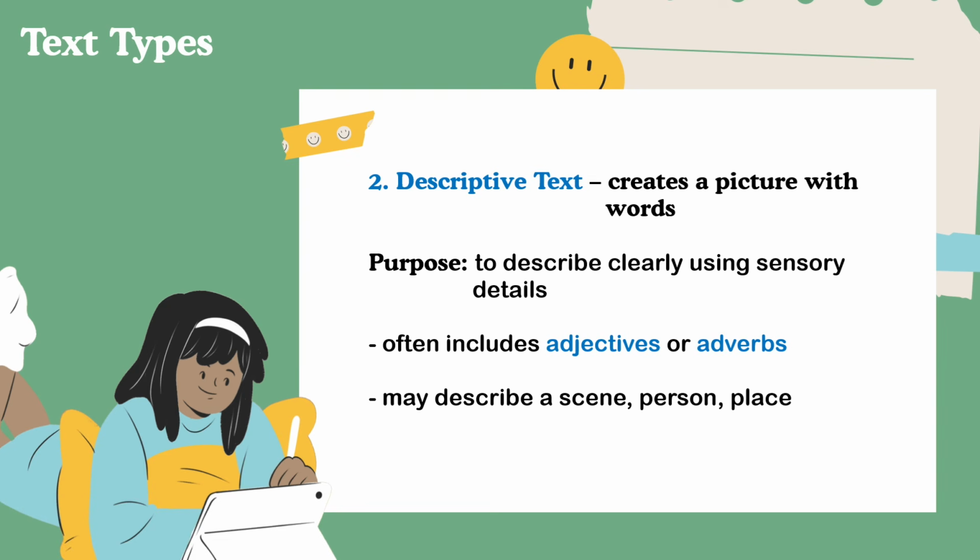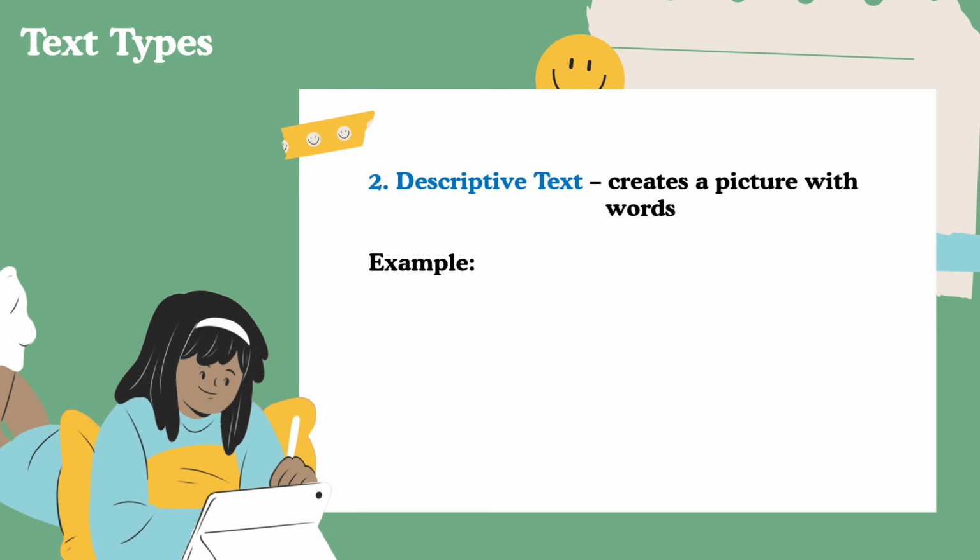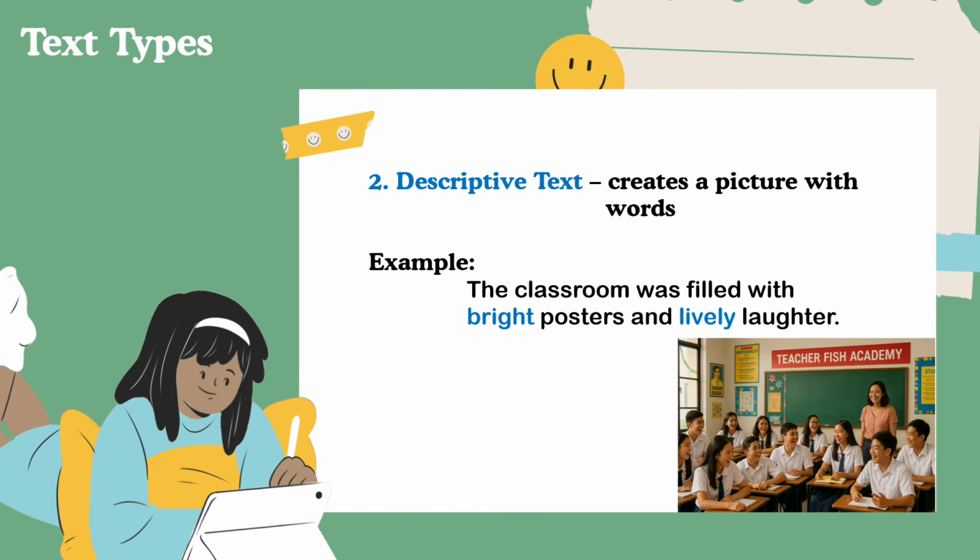Descriptive text can be structured in a way that moves from one feature or detail to the next. For example, starting with the overall scene, then zooming in on specific details. Example, the classroom was filled with bright posters and lively laughter.